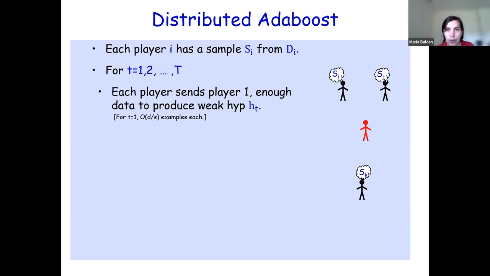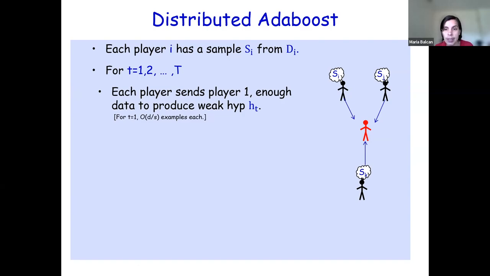Okay, let me go through this a little more slowly. First of all, we assume that at the beginning of the process, each player i has a sample S_i from its own distribution D_i. Then we go in rounds, with round lowercase t. In each round, each player sends player one, who will do the computation, enough data so that player one produces a weak hypothesis h_t. For example, if t equals one, in the very first round, each player sends d over s examples to the center, to player one.